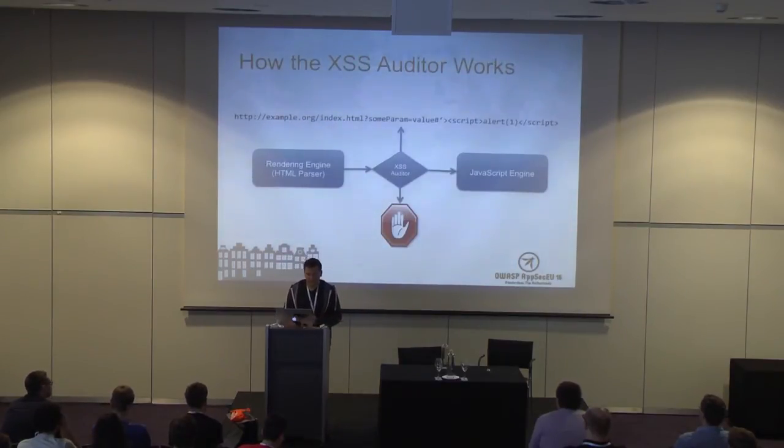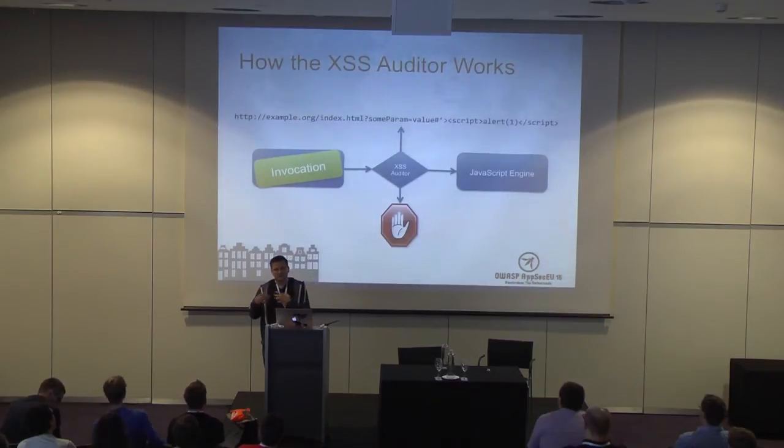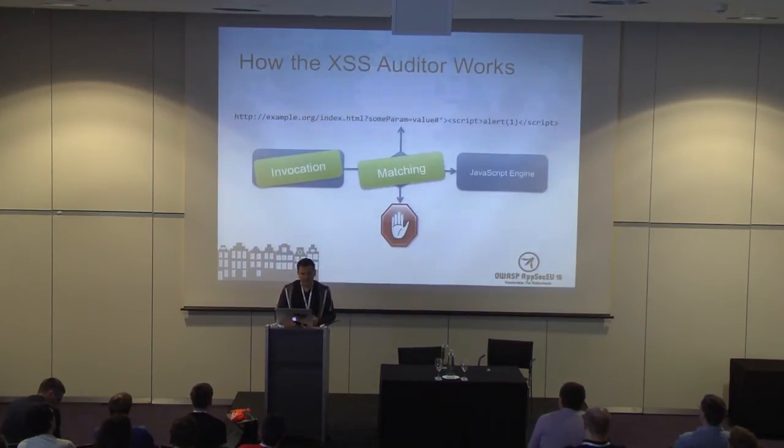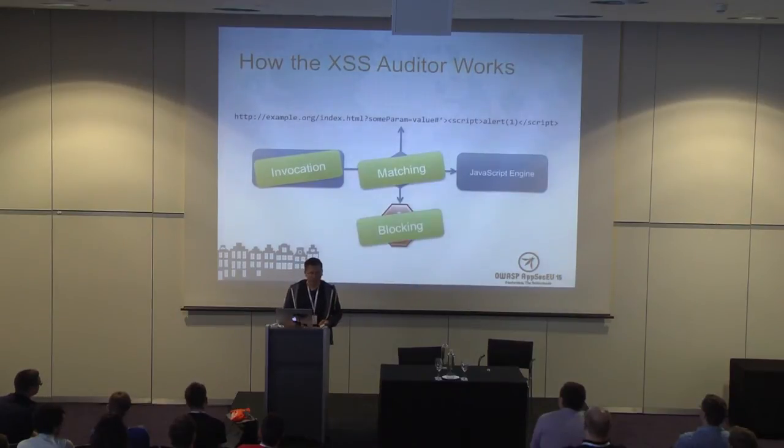So to summarize this, this is how the auditor works. In the beginning, we have an invocation phase. In this phase, the rendering engine decides whether to give something to the XSS auditor, whether this might be a malicious HTML construct. After that, if the XSS auditor is invoked, the XSS auditor does a matching. So it extracts those different parts that I just showed and checks whether the URL or the post parameters contain this string. And if it finds the string, it will block the request. Otherwise, it will leave it through.